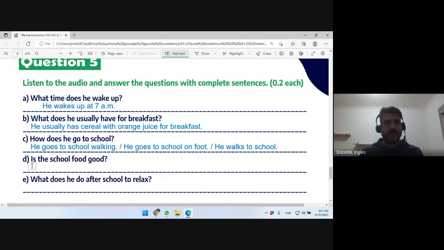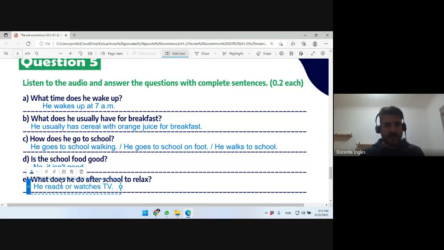Is the school food good? No, it isn't good. Or no, the school food isn't good. And the last question, what does he do after school to relax? He reads or watches TV.